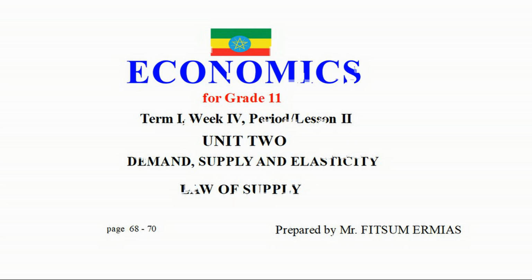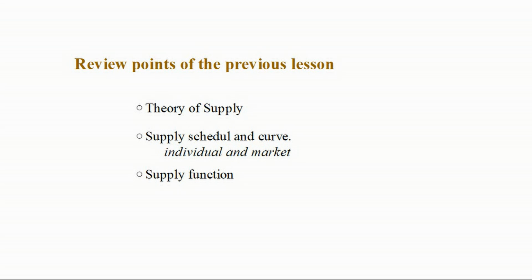The theory of supply was the main topic that we discussed in the previous session. We dealt with the definition of supply and other related concepts. Supply of a commodity refers to the various quantities which producers are willing and able to offer for sale at a particular time with various corresponding prices.